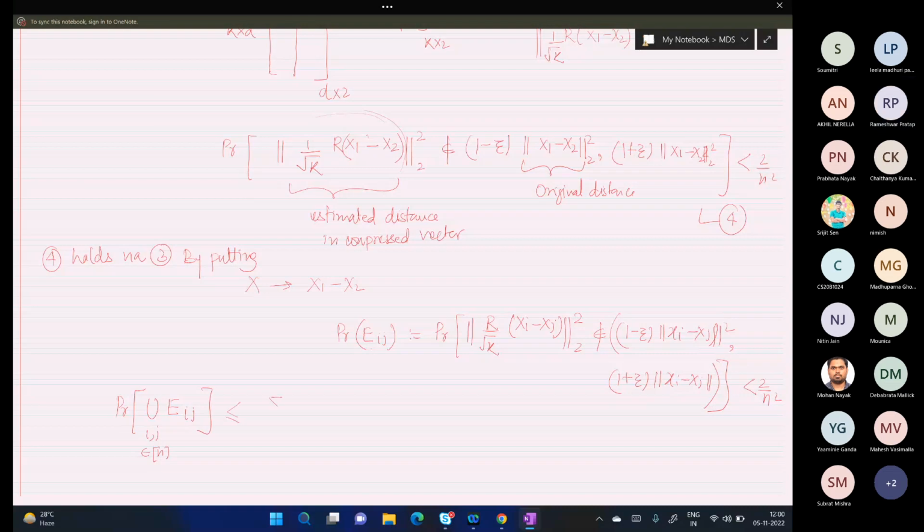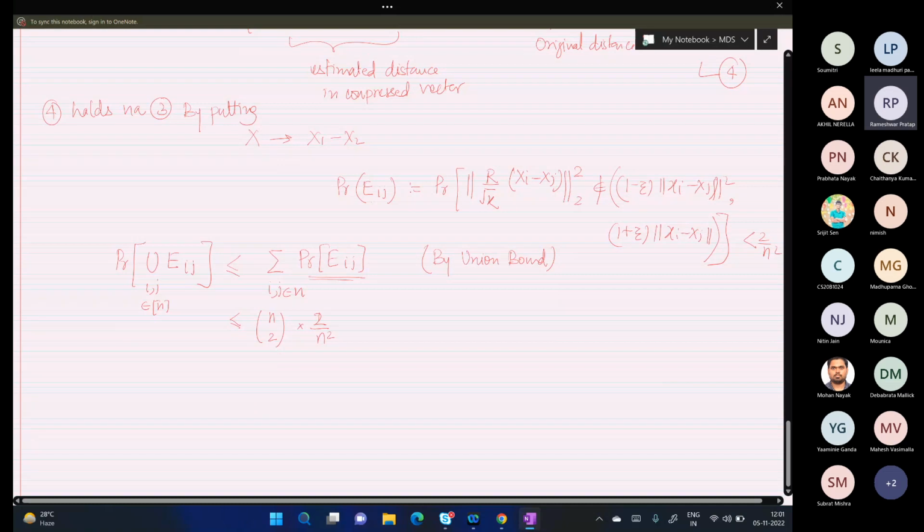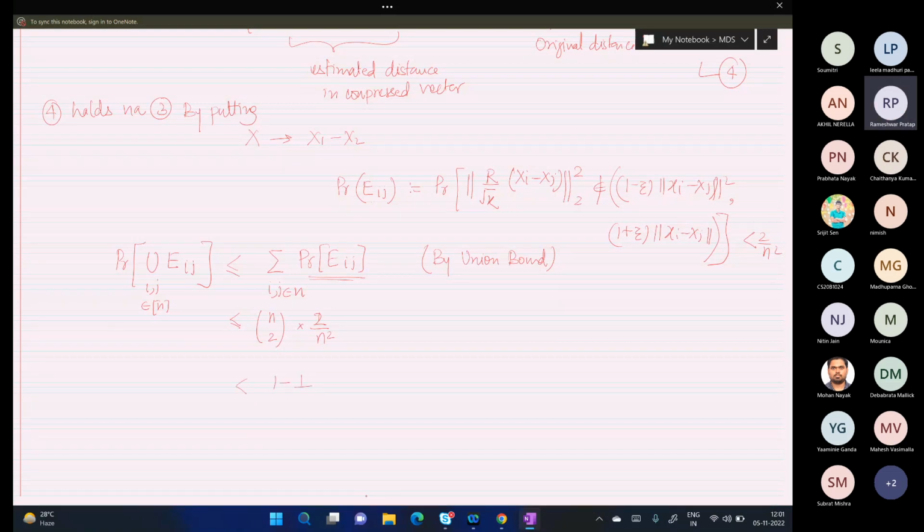So this is the probability of Eij, where i, j belong to n, and by union bound, one term is 2 by n square, and there are n choose 2 terms. So we are left with basically 1 minus 1 upon n, right?